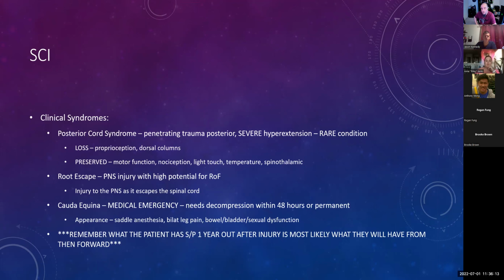With posterior cord, you're going to lose almost all of their dorsal columns. So they lose proprioception and a lot of their general touch senses, like deep touch, baroreception, and stuff like that. But they'll keep motor function because those motor functions are usually anteriorly located. They may keep some light touch and some temperature, and the spinothalamics are intact, so they're not going to be in as much pain.